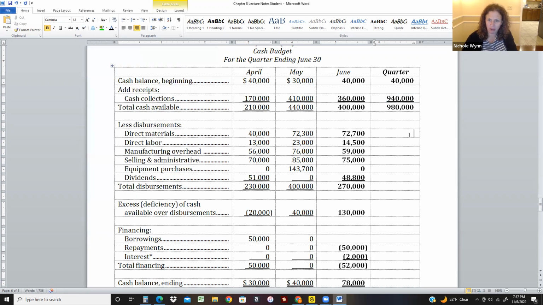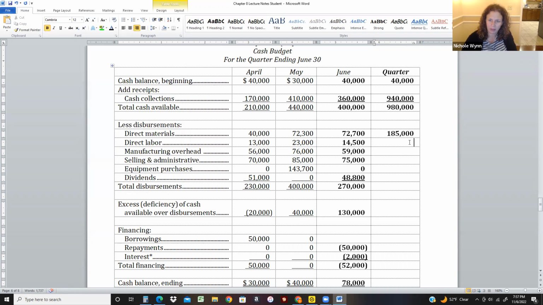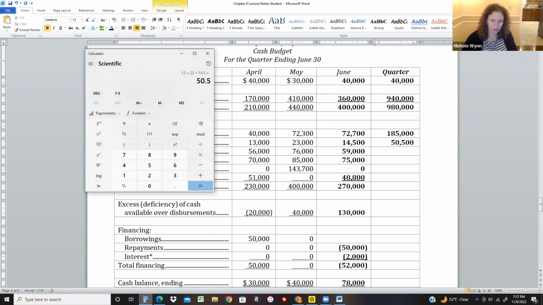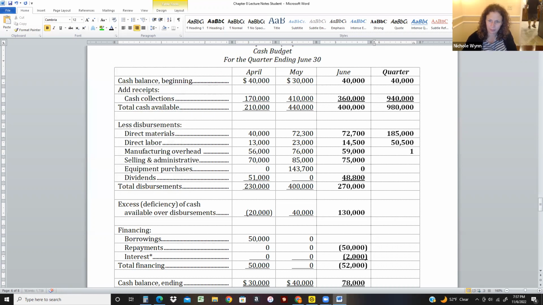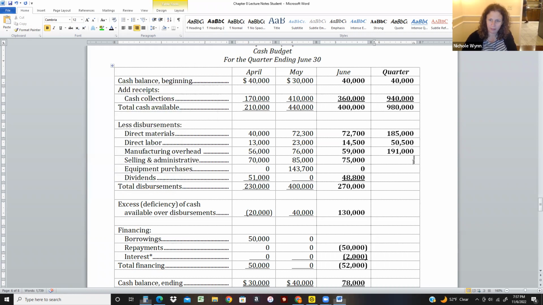185. And I should remember these from the previous pages, but I don't. So 13 and 23 and 14.5, 50,500. 56 and 76 and 59, 191. 70, 85 and 75. 230.